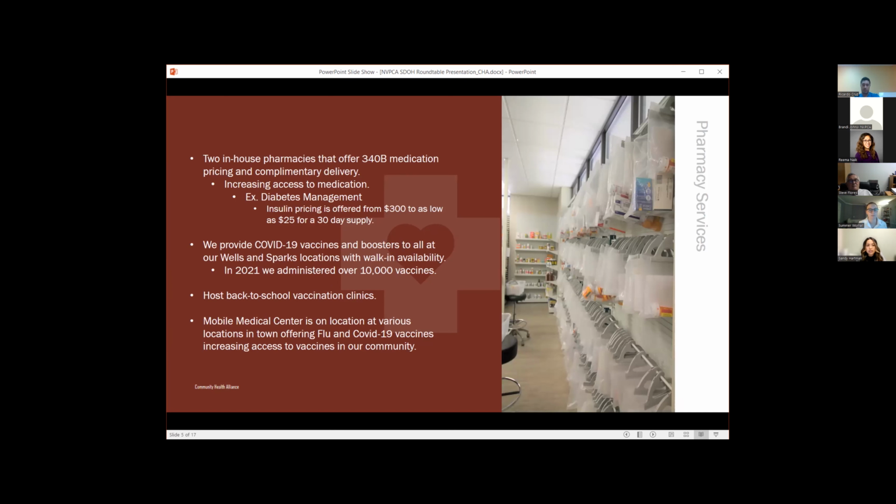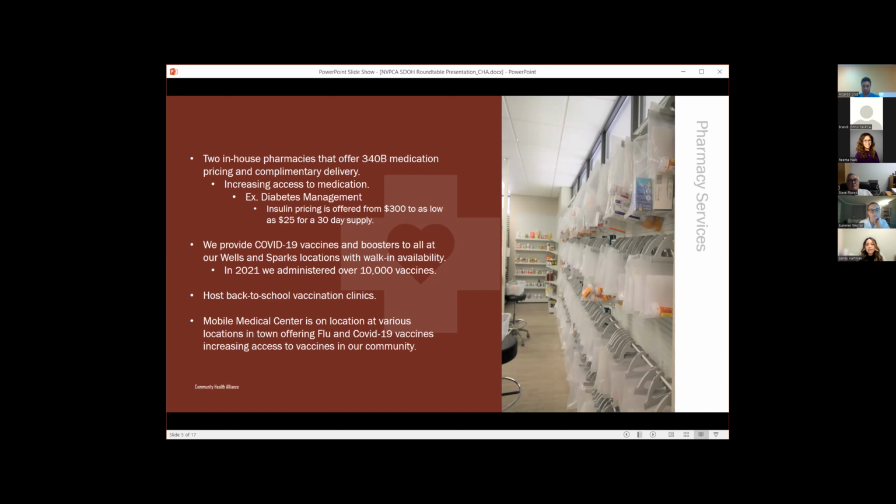In addition, we have 2 in-house pharmacies that offer 340B medication pricing and complimentary delivery at our Sparks and Wells locations. With the complimentary delivery, we're able to break down that barrier of transportation for patients that aren't able to come to our health centers. We're also increasing access to medication by offering it at a low cost. For example, when it comes to diabetes management, insulin typically costs about $300 at a self-pay price, and we're able to offer it as low as $25 for a 30-day supply.